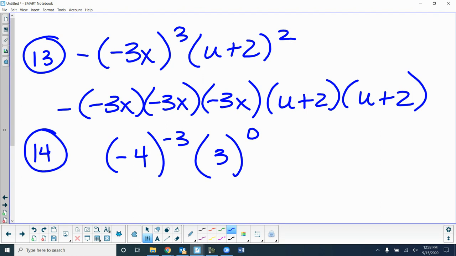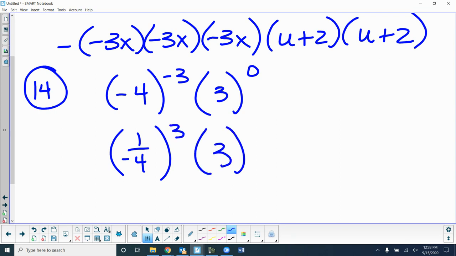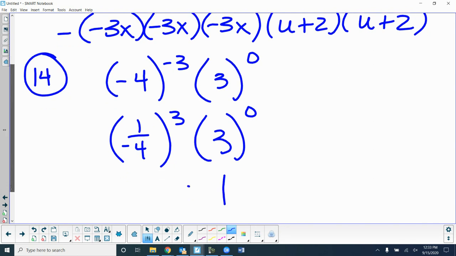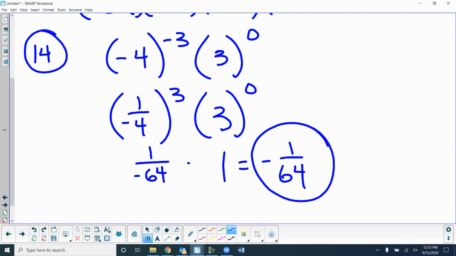Okay. So, what do we do when we have a negative exponent? What happens to this number? Reciprocal. Very good. What happens to the exponent then? Positive. What's anything to the 0 power? 1. You guys are so smart. What's negative 1/4 to the 3rd? What's 1 times 1 times 1? Negative 4 times negative 4 times negative 4. So that's what we're looking for.